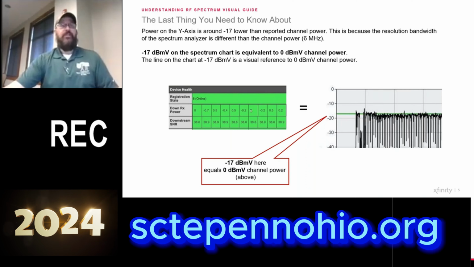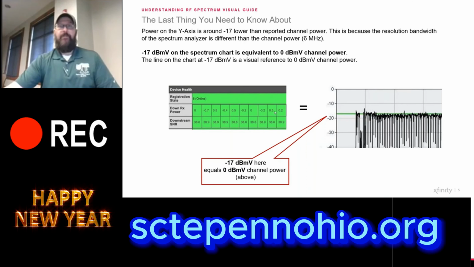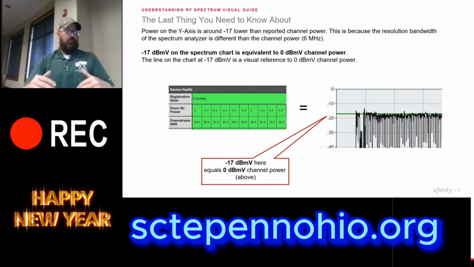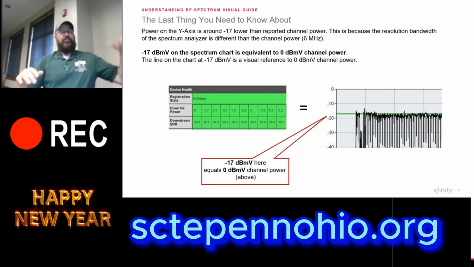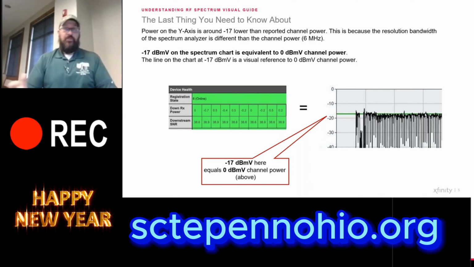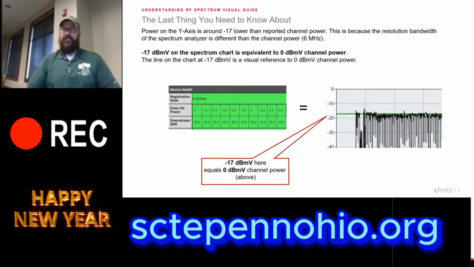So for instance, we're looking at the same device in two different ways. This is a Comcast tool called Scout, and it's telling us that the downstream receive power of that device is right around 0, plus or minus a half. Now, when we look at the visual representation of that tool, it actually shows on the vertical axis that the power is negative 17. So what's the actual received power at the device? Is it 0 or is it negative 17?